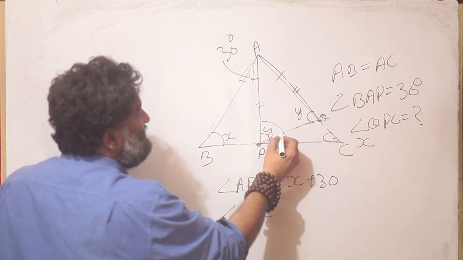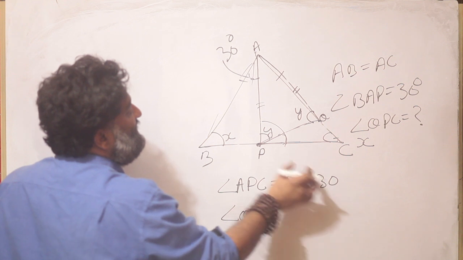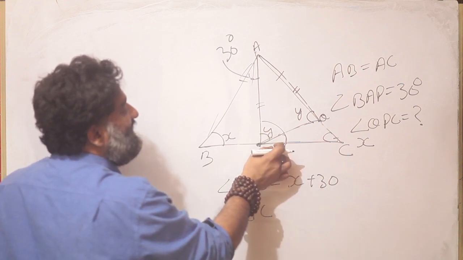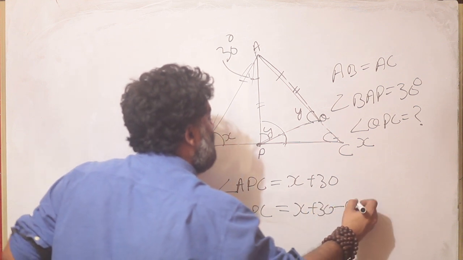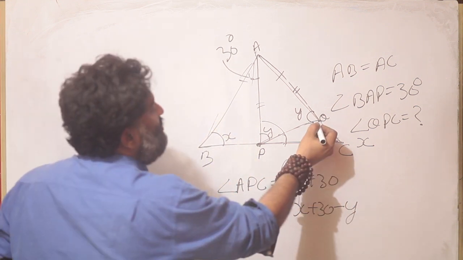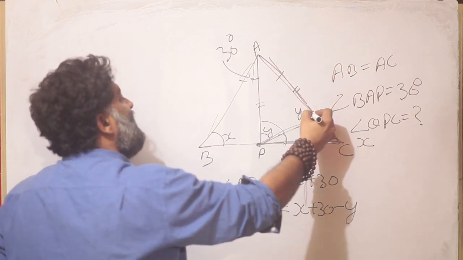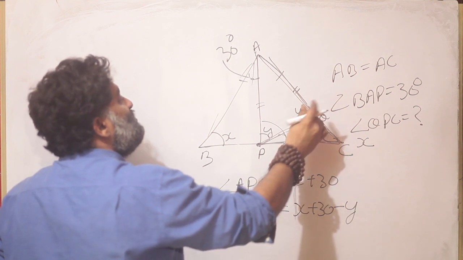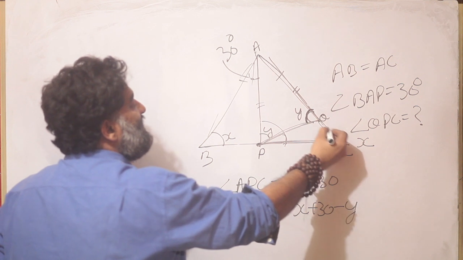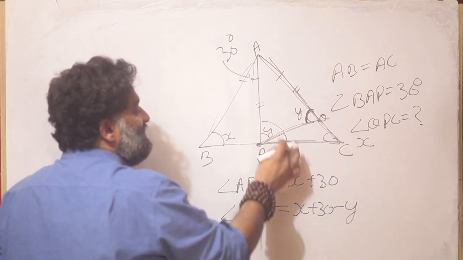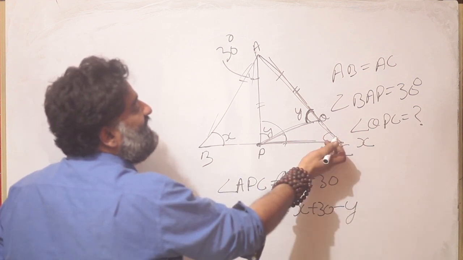Angle QPC, this angle, I know the big angle is X plus 30. If I remove Y from it, I will get angle QPC. So angle QPC is X plus 30 minus Y. Now think of triangle QPC and this CQ extended outside, and this becomes the exterior angle. So I know this angle is going to be the sum of angle QPC plus angle QCP. This angle I just figured out was X plus 30 minus Y, and this angle I already know is X.